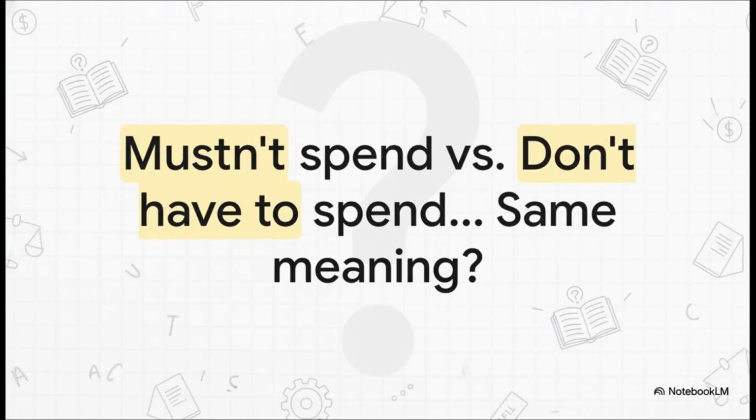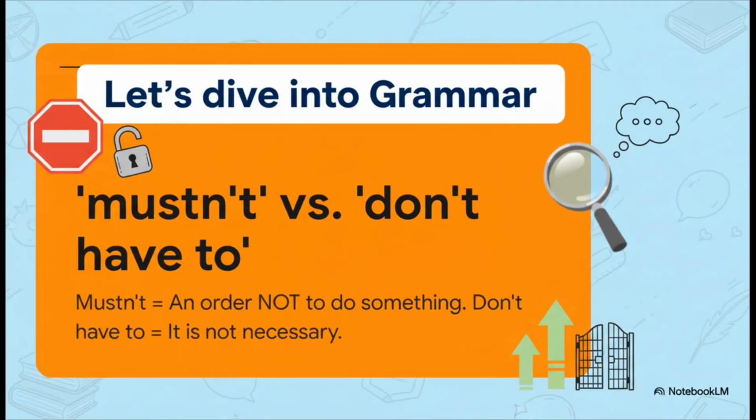Okay, now here's a really interesting point. What's the difference between these two sentences? Number one, I mustn't spend more money. And number two, I don't have to spend more money. Do they mean the same thing? Pause and have a quick think about it. All right, let's clear this up.